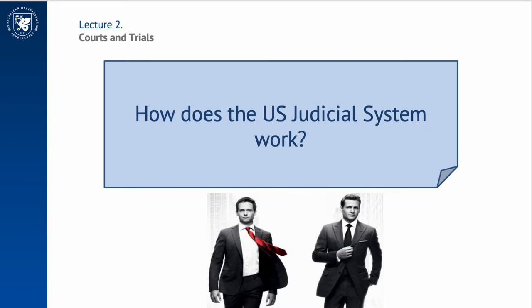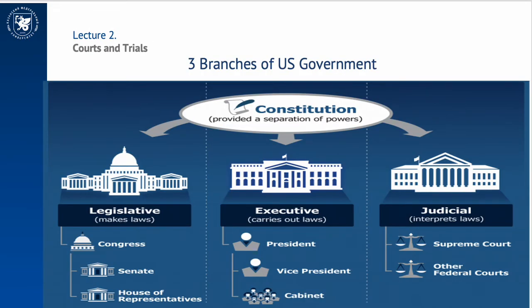The topic under analysis is courts and trials. How does the American judicial system work? As you see on the slide, there are three branches of the government: legislative, executive, and judicial. We are to analyze the third branch, the judicial one, that interprets laws.